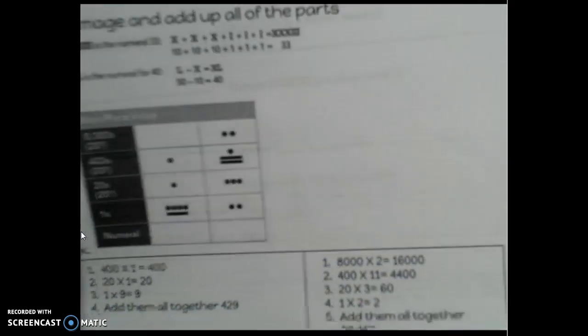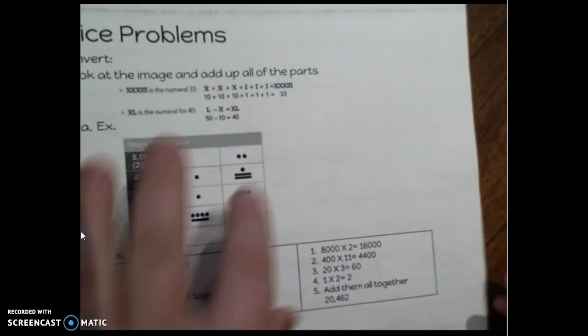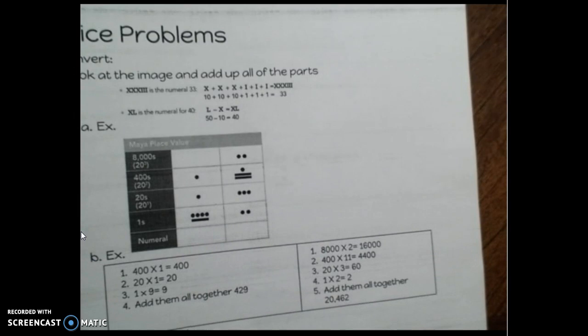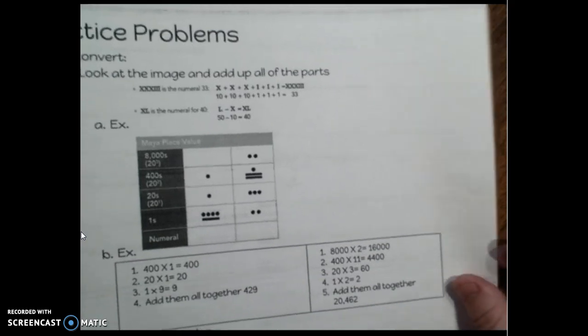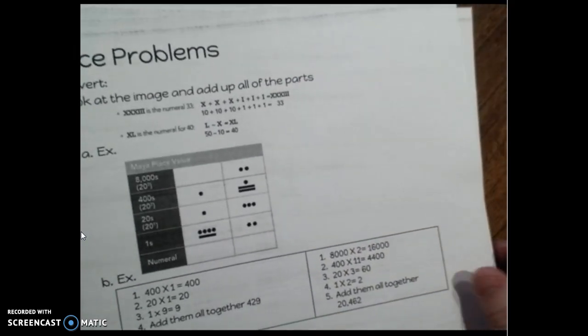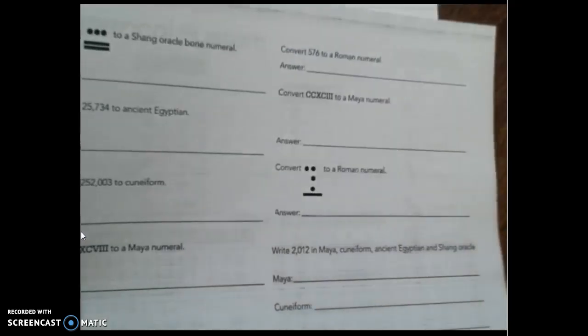So what am I going to do? We're going to learn how to convert these numbers by looking at the image, adding up all the parts, and then after adding up all the parts, we'll convert it to either another number or a number we understand. And this is why you're watching the YouTube video, to understand it a little bit better.